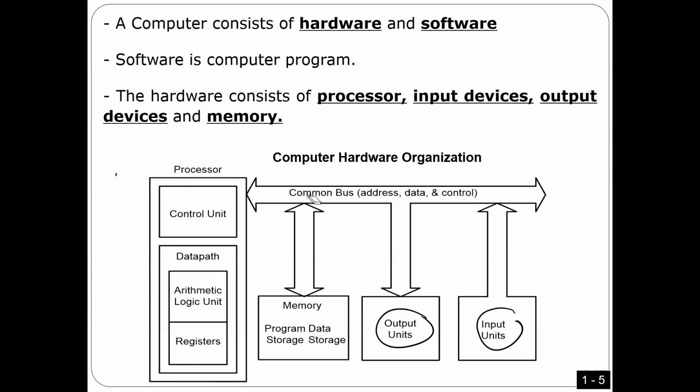Let me ask you a question. In this diagram, I'm showing you only one block, but actually it's not only one. We have multiple devices. For input, we can have several ones. Same thing for output, we have several ones. Any questions?